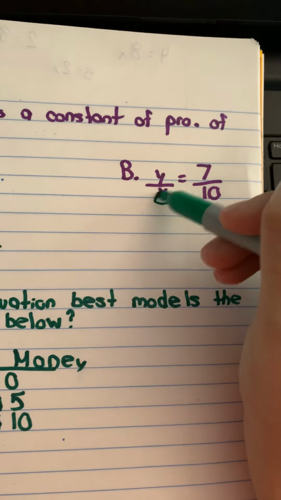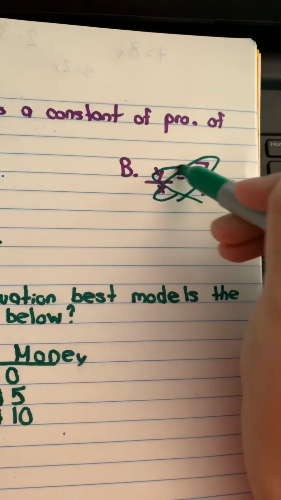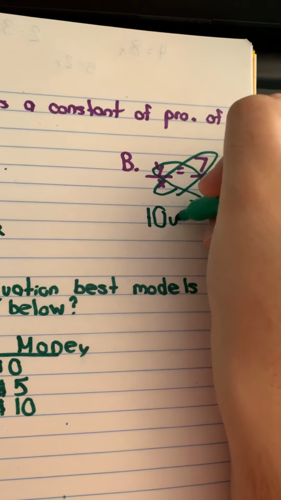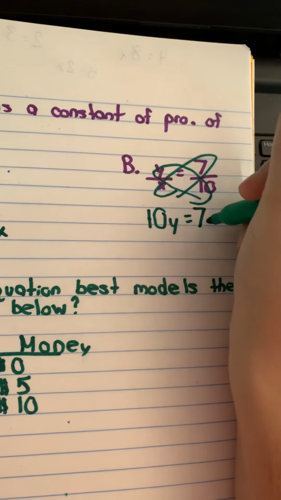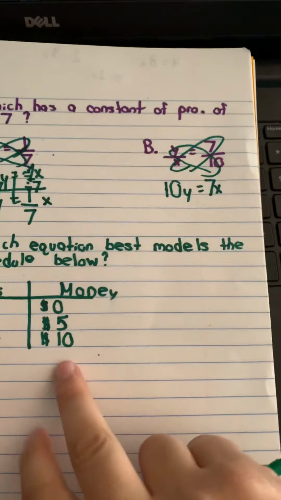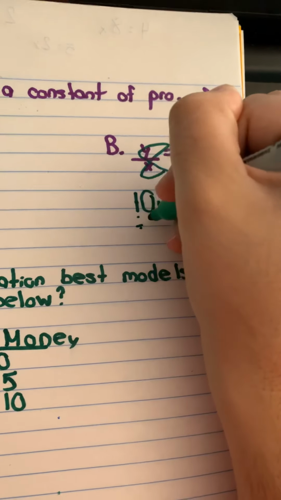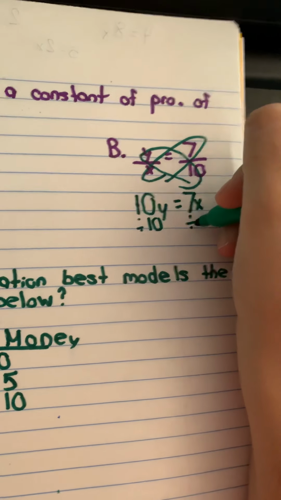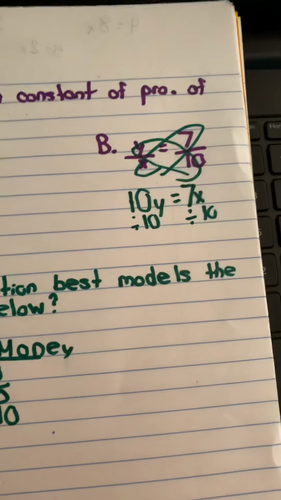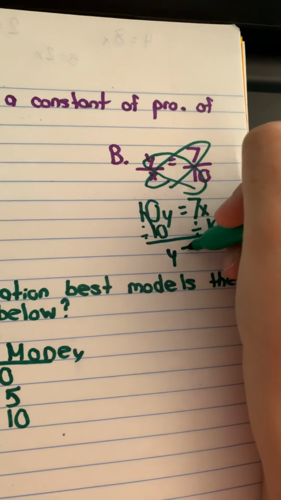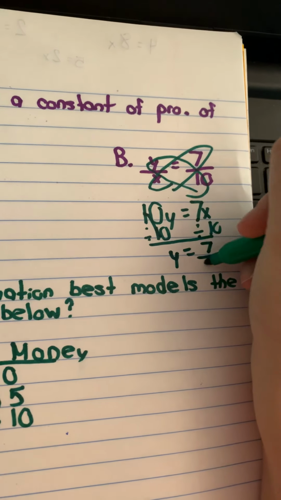Same deal, 7 times x and 10 times y. So I'm going to write 10y equals 7x. Again, your whole goal is to get that y by itself. So I'm going to say divide by 10 on both sides. And I know the 10's cancel out. I have y equals 7 over 10x.